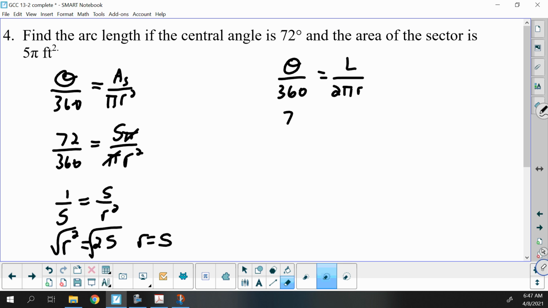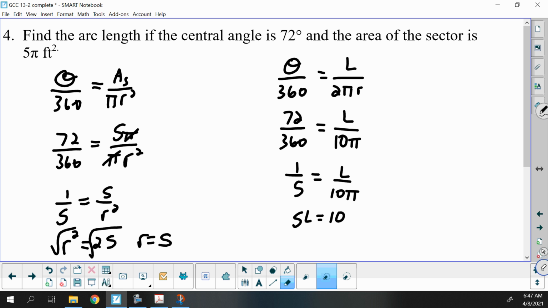Well, the theta was still 72, so 72 over 360. We want to find the arc length. 2 pi times our radius of 5 will give us 10 pi. We know the left from before is going to reduce to 1/5. If we cross multiply, we get 5L equals 10 pi. And if we divide both sides by 5, we get that L is equal to 2 pi. And this time we had units. Arc length is a one-dimensional measurement, so we have feet.